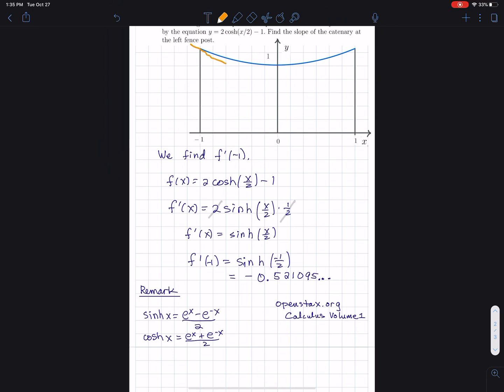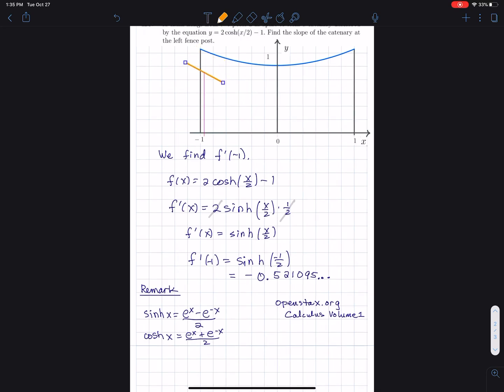The tangent line then apparently has slope of about negative 1/2. This picture is fairly accurate because it comes from a graphing program, but whether my tangent line picture is that good, I'm not so sure. I'll try to draw a line with slope negative 1/2, because this is negative 0.52, so it's around negative 0.5. We're looking at the tangent line, and the slope is f prime of negative 1, which is around negative 0.521.